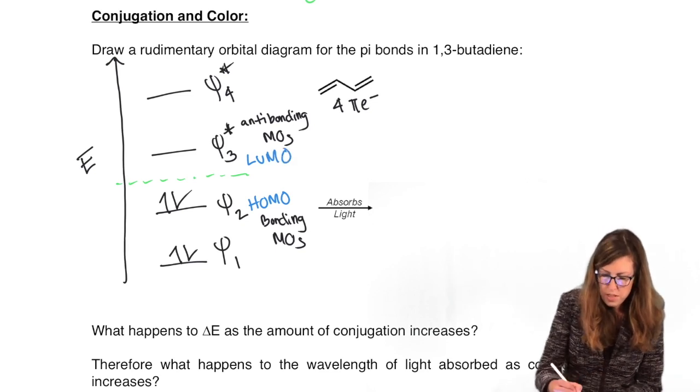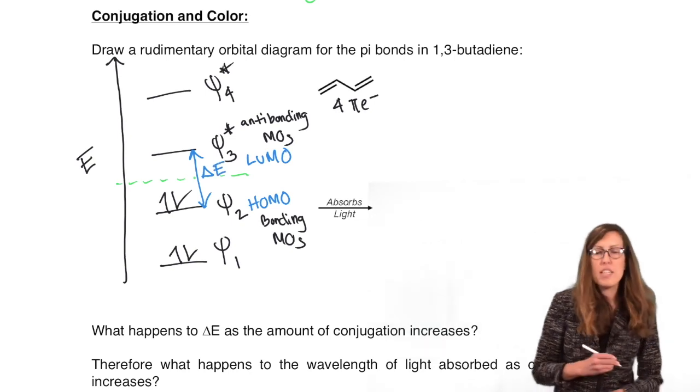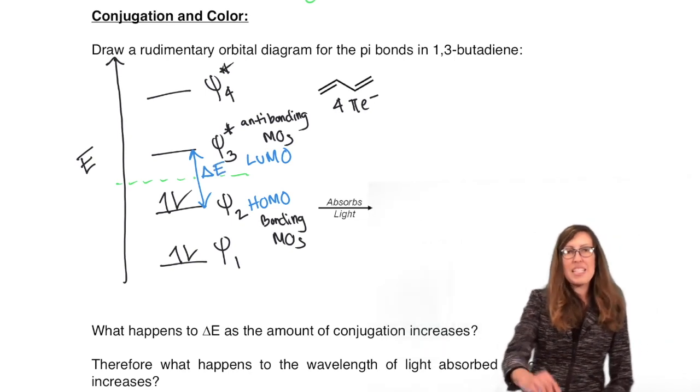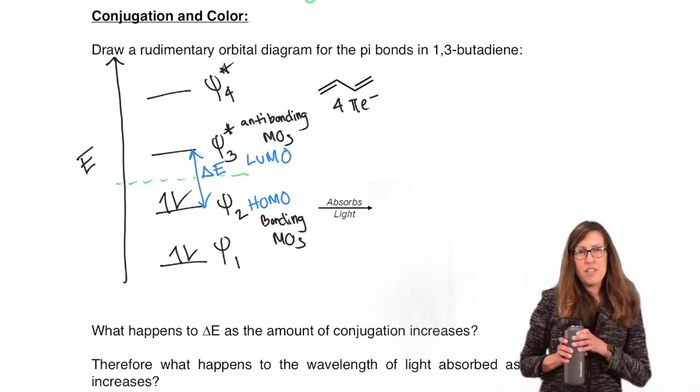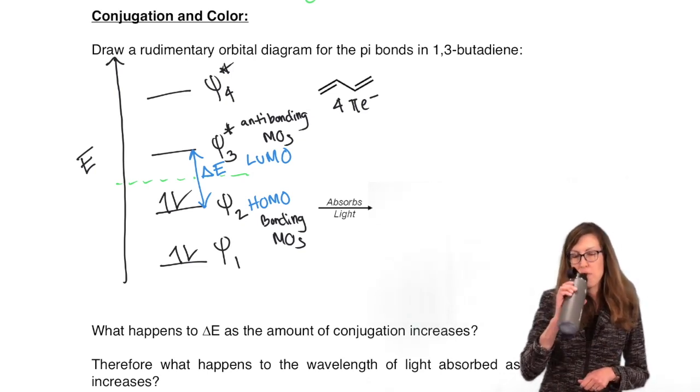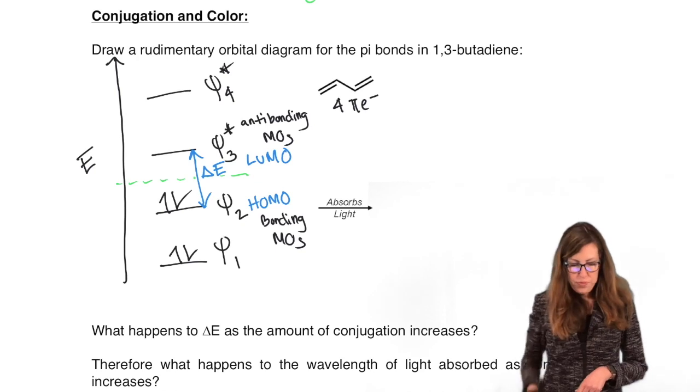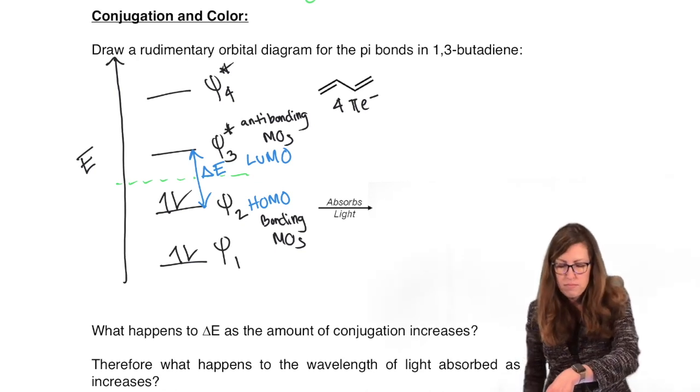So the difference between the HOMO and the LUMO has a discrete delta E value. That is the energy needed to excite an electron into the next level. So this would be its ground state.